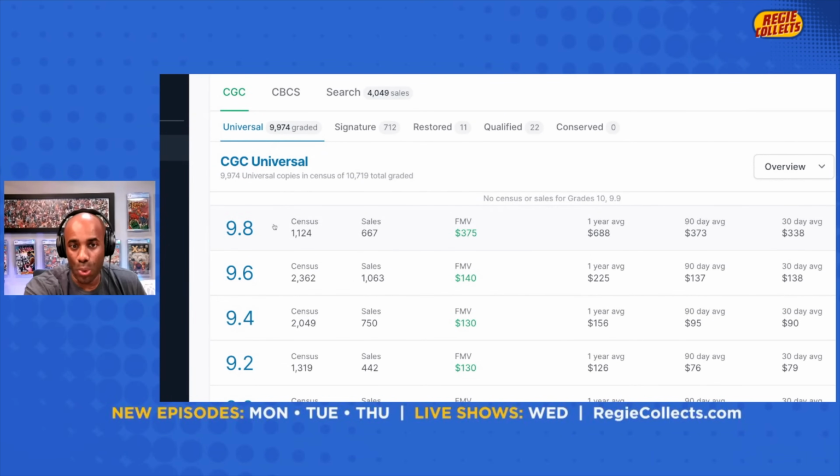And of those, there's 1,124 that happen to be a 9.8. So again, a relatively small number of books. And when you look at the 9.6, you can see that the census count more than doubles again. And you see the value here. FMV for the 9.8, $375. The FMV for the 9.6, $140.